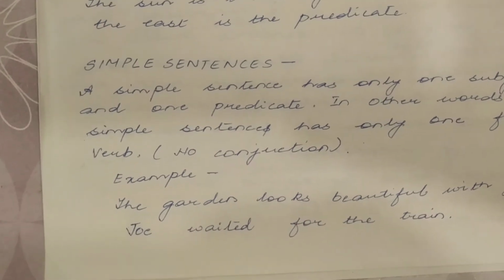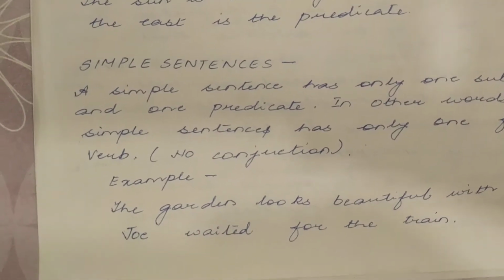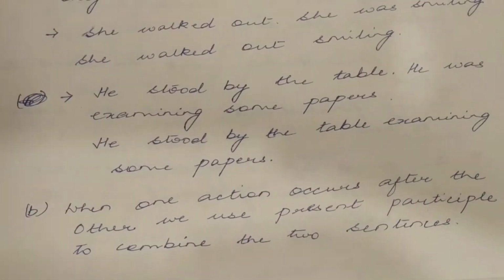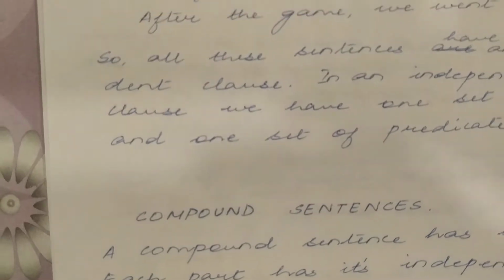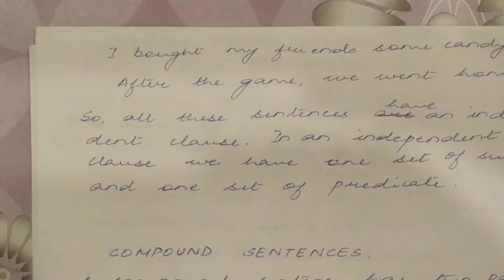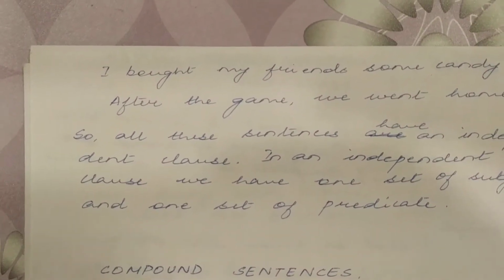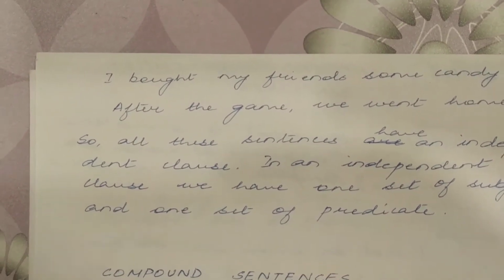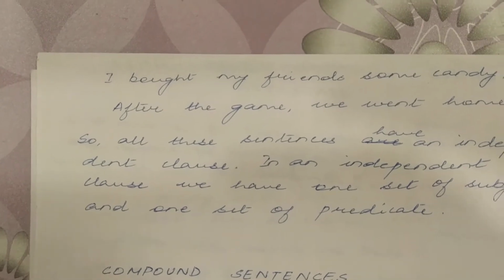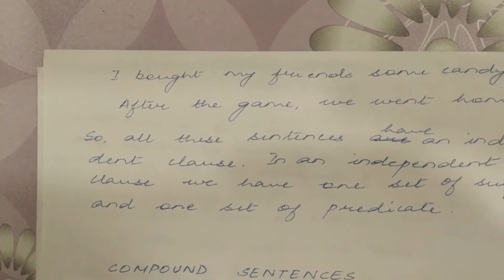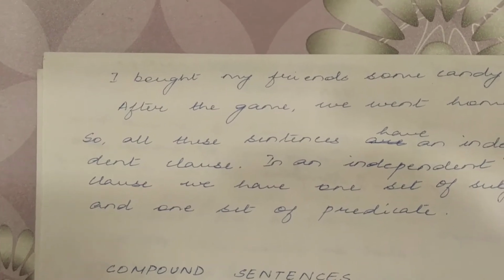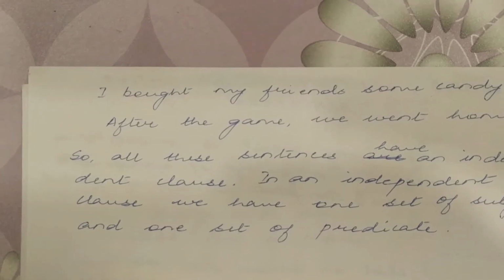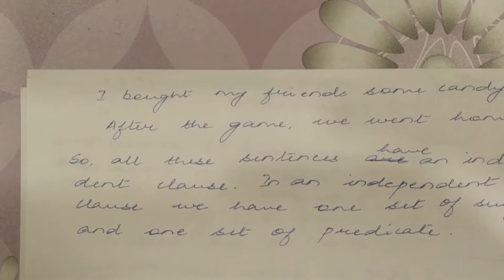For example, the garden looks beautiful with flowers. Joe waited for the train. I bought my friends some candy. After the game, we went home. So all these are examples of simple sentences. They have an independent clause, and in an independent clause we have one set of subject and one set of predicate.